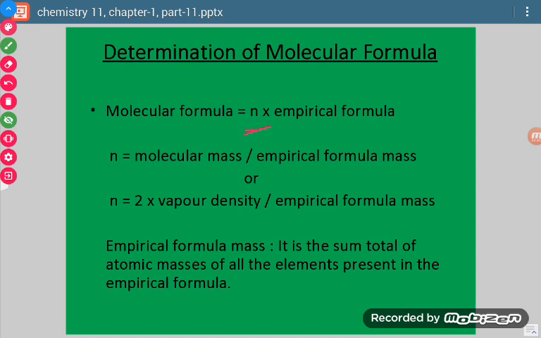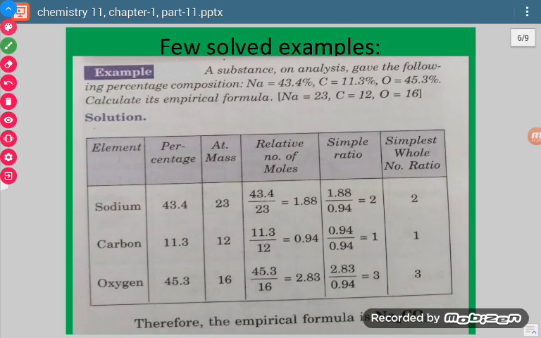Once we know n, it will be a whole number. With that number we will multiply the empirical formula, and the subscripts will be multiplied with this number, and the formula obtained will be termed as the molecular formula. Now let us discuss a few examples. First example: a substance on analysis gave the following percentage composition. What is given to us?